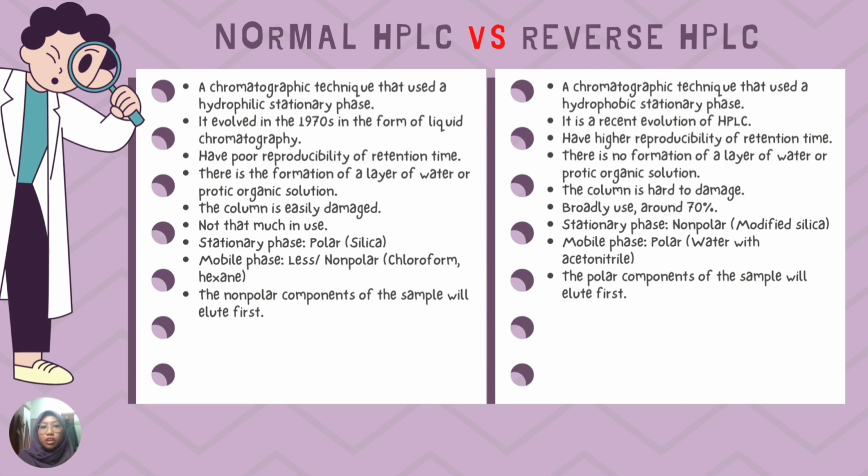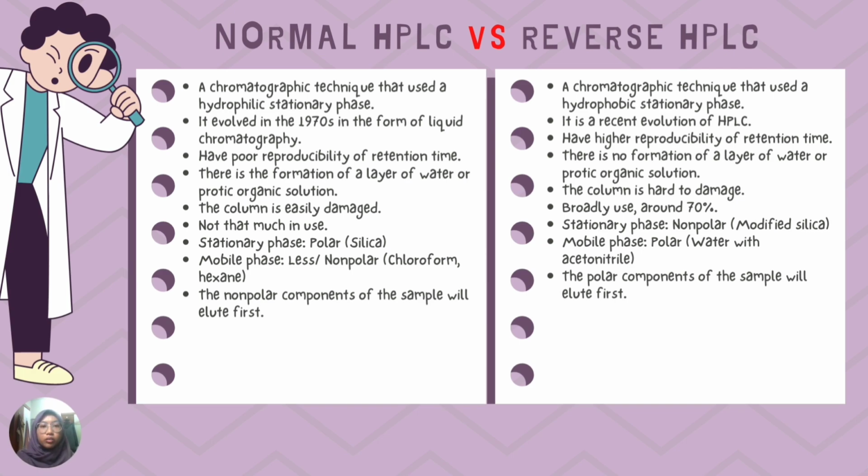It has poor reproducibility of retention time. This is because there is the formation of a layer of water or protein organic solution, because the hydrophilic stationary phase might have reacted with hydrophilic components in the sample mixture. Because of this, the column is easily damaged. So many scientists didn't use the normal HPLC as much as we thought.